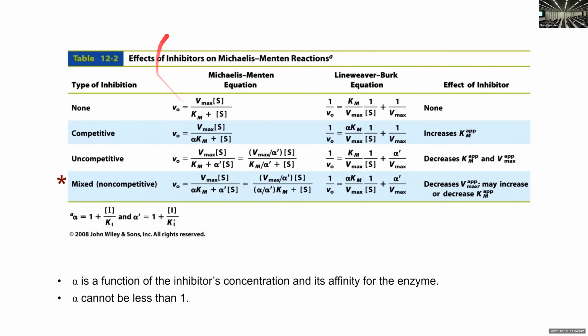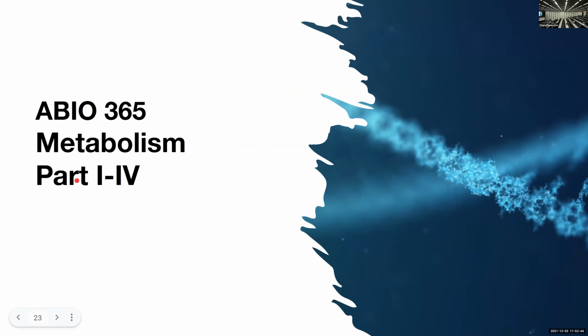And this is a nice table that shows all the different quantities involved and how they change depending on the different types of inhibition. Okay, so that is pretty much everything that we've learned during the catalysis and the enzymes.